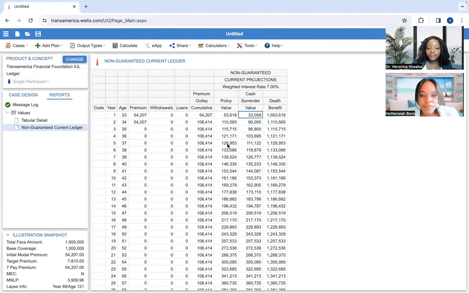By year five, how much is sitting in their savings? 126,000. How much can they take out? 111,000. Now, this is not as much as the other one, right? Because they did not put in a lot of money, but still they have access to 100K. They can decide to even buy that Airbnb cash, the foreclosed home.